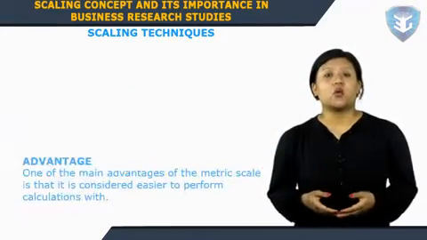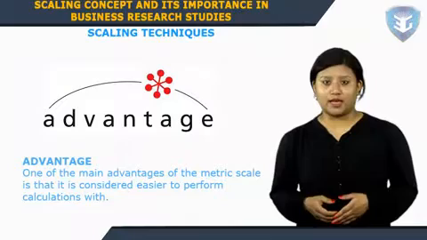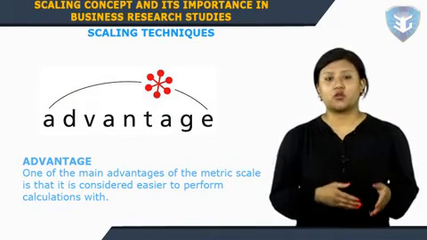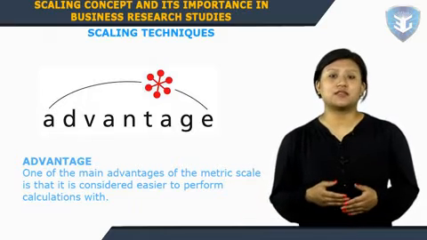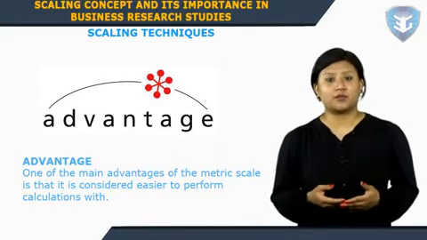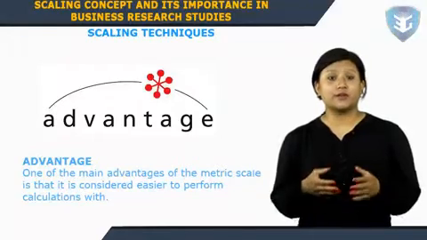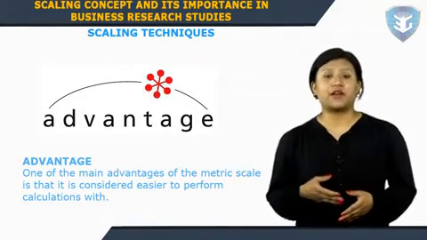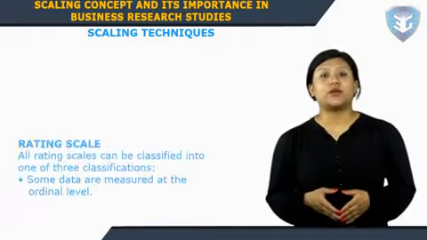The advantage. One of the main advantages of the metric scale is that it is considered easier to perform calculations with. The conversion of kilometers to meters, for instance, can be easily accomplished by just dividing the number by 1,000. On the other hand, in the American system, when it is needed to convert miles to feet, we have to divide by 5,280.